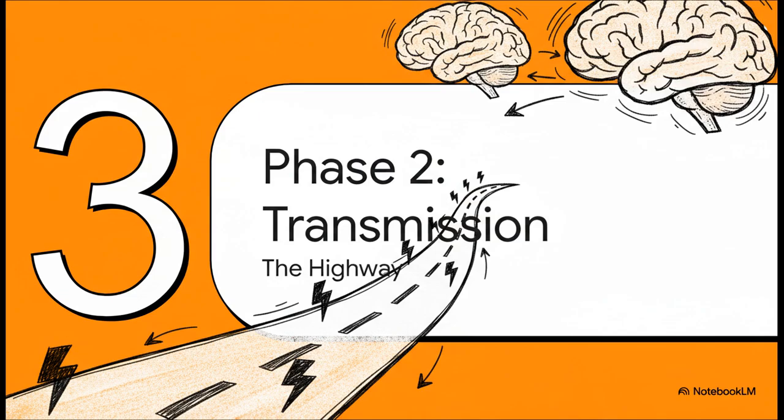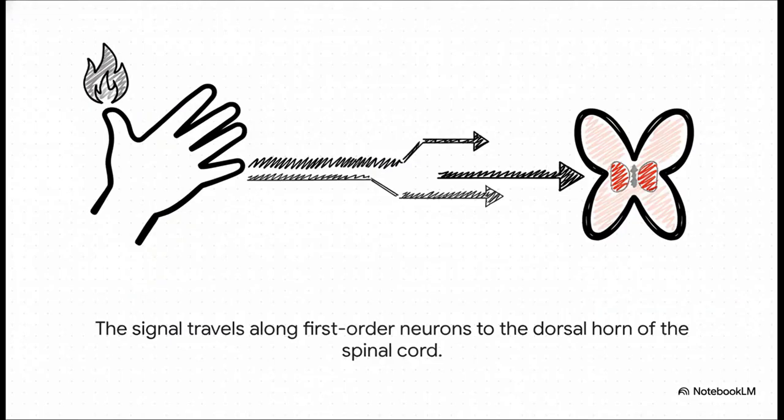Okay, so our electrical signal has been created. Now it's got to get to headquarters, the brain. This brings us to phase 2, transmission. This is the trip up the pain highway. And remember our 2 types of nerve fibers, the A-delta and C fibers? Well, these are our first-order neurons. They act as the on-ramp, carrying that signal from the site of injury straight into a specific processing area in the spinal cord known as the dorsal horn.